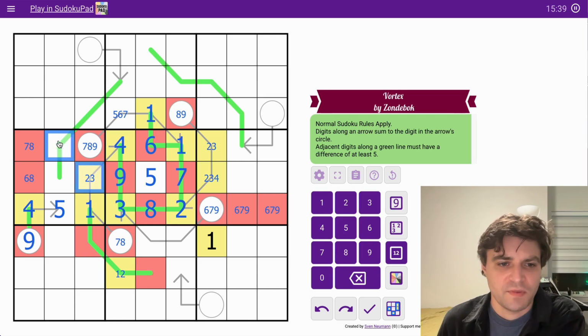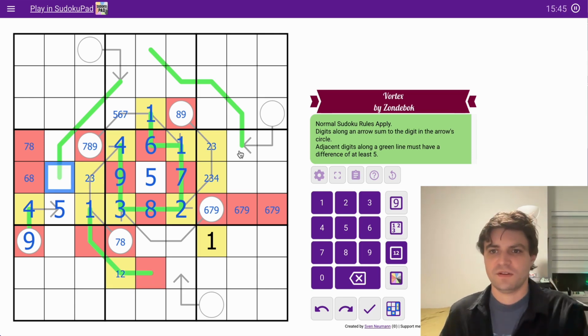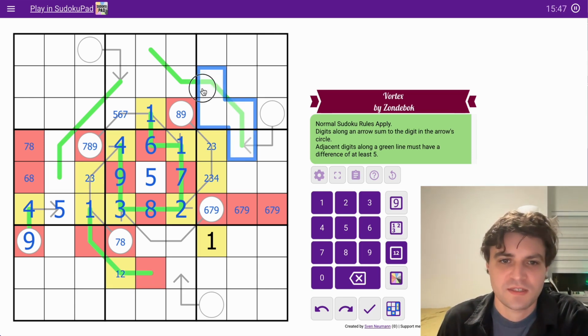I wonder what happens. I don't know what happens, but I want to continue to click around and explore. We are almost 16 minutes into the puzzle, and I feel pretty good about the progress so far. But let's see.